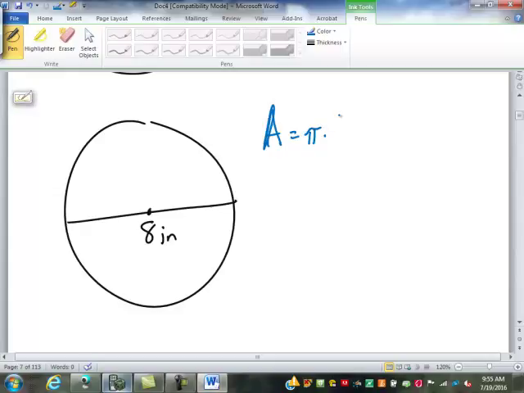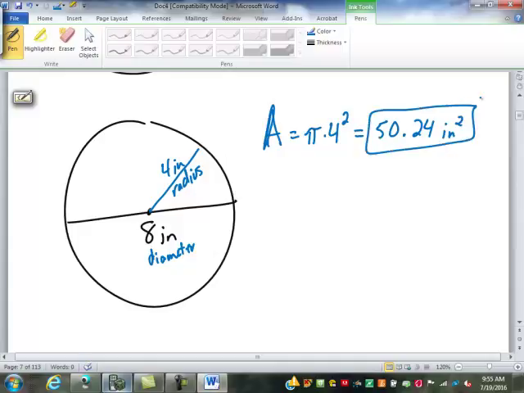So my area is going to be pi times what? 4 squared. Where'd the 4 come from? Half of 8. The 8 is the diameter. And for area, we use the radius. So that'd be half the diameter, or 4 inches. Pi times 4 squared is going to be 50.24 inches squared.